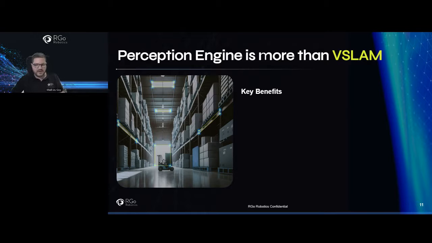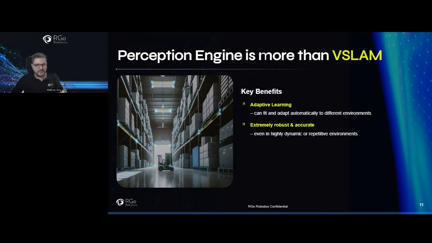First, not like any other Visual SLAM system, it is an adaptive and self-learning system. So it will fit and adapt automatically to any kind of environment. Second, it's very robust, very accurate. It doesn't drift like your regular SLAM system, and it will be so even in the most highly dynamic or repetitive environment. Third, the map creation, unlike with 3D LiDAR, is 100% automated.